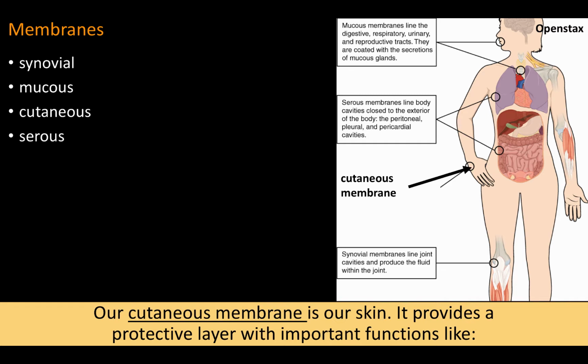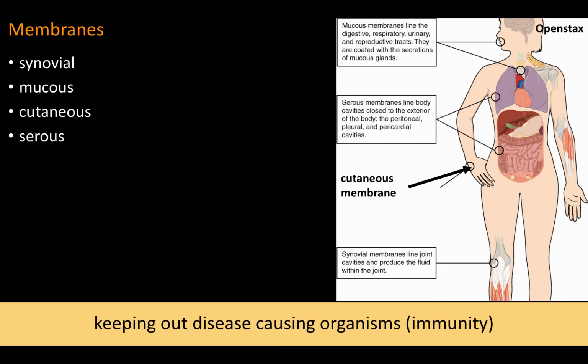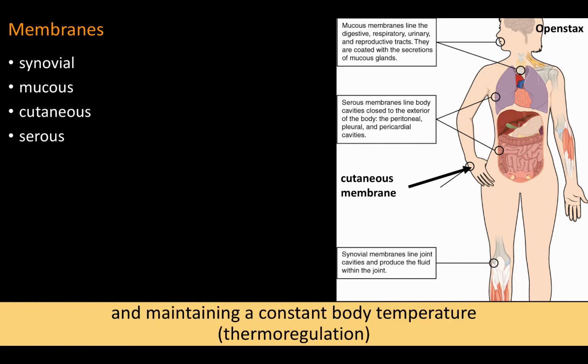Our cutaneous membrane is our skin. It provides a protective layer with important functions like keeping out disease-causing organisms, immunity, and maintaining a constant body temperature, thermoregulation.